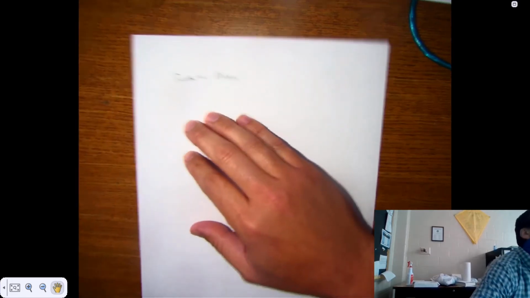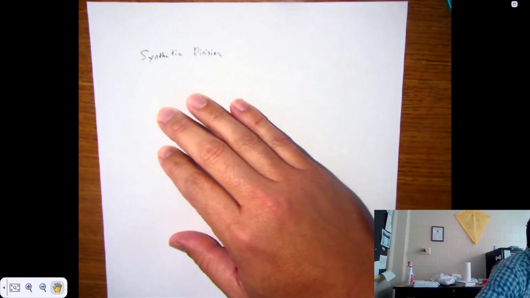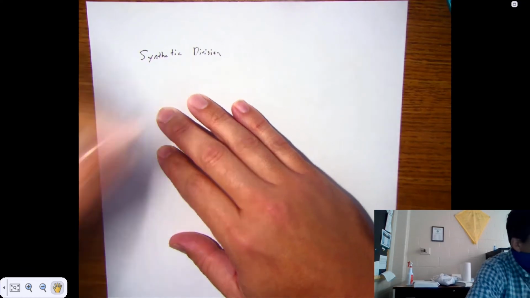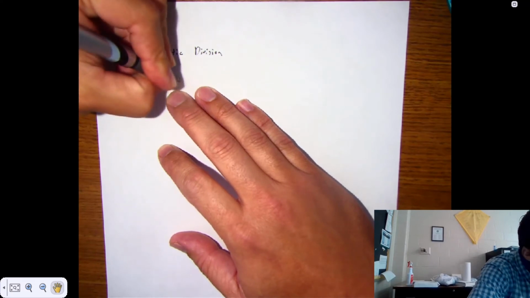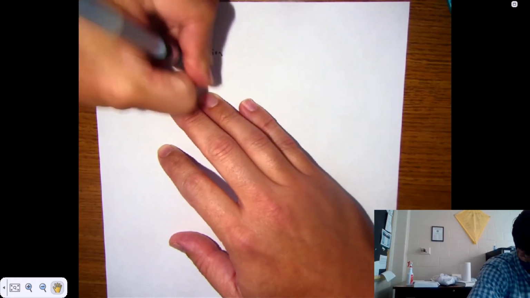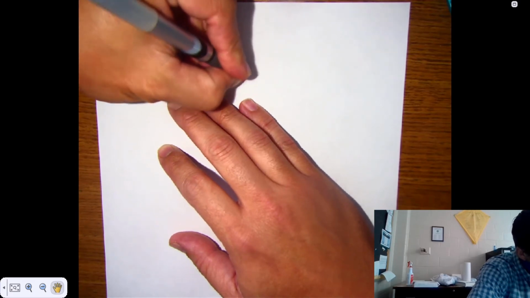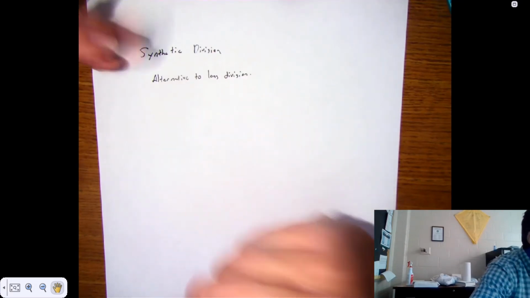And we'll just pull some IXL examples so I make sure I cover everything that's in IXL. So we're doing synthetic division. Synthetic division is an alternative to long division, and you can use it when you're dividing by what we call a linear factor.